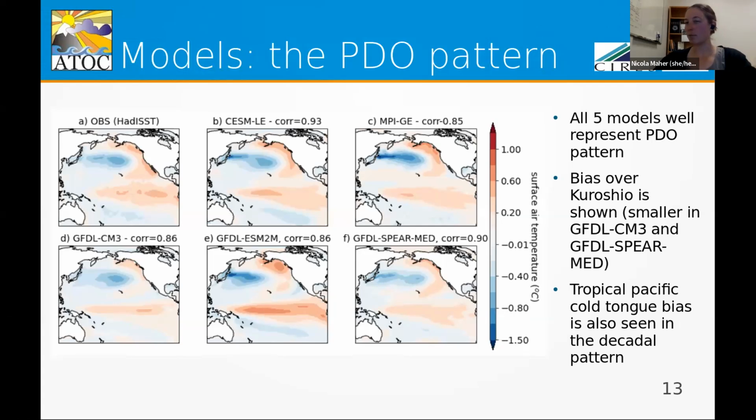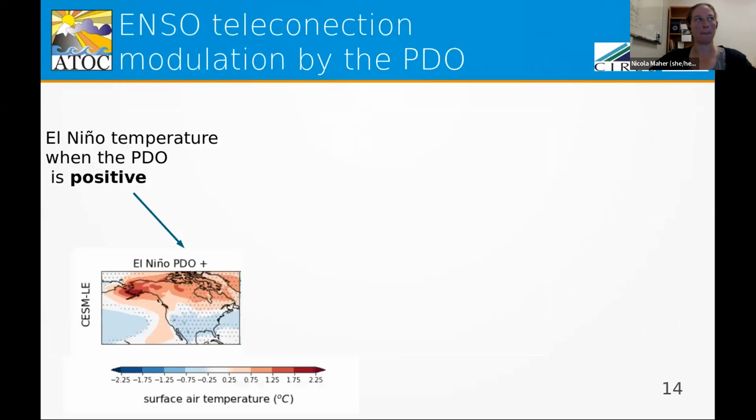And so now that I've determined that the models are pretty good and fit for purpose, we're going to go back to that scientific question and look at the modulation of teleconnections by the PDO. Okay, so what I'm going to do is composite El Nino events in different phases of the PDO. And here I'm showing the results for the CESM1 large ensemble.